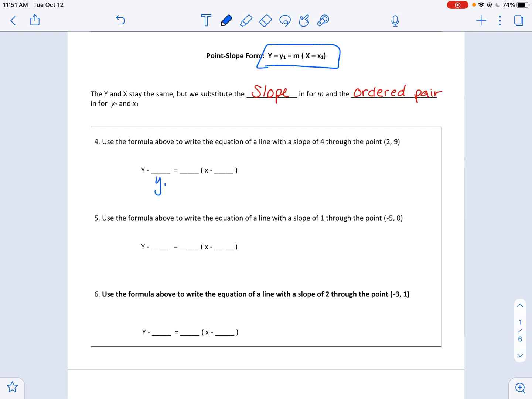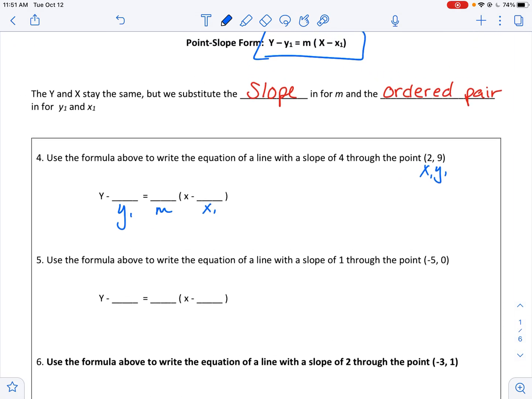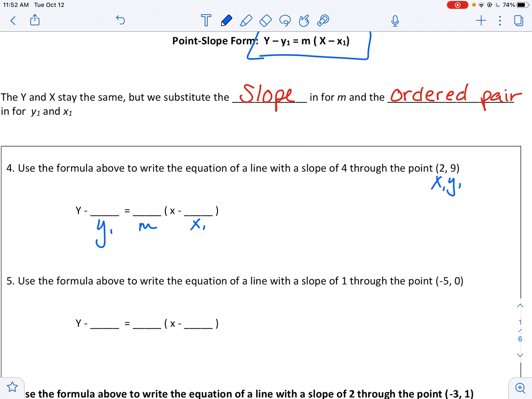Now your y's always go together, your x's always go together, and your slope is going to go where that m is. So what I want to do is label my x1, y1 in my coordinates. And all I have to do here is substitute in the y1 with the y, the x1 with the x, and my slope where the slope goes. So this is y minus 9 equals 4 times the quantity x minus 2.